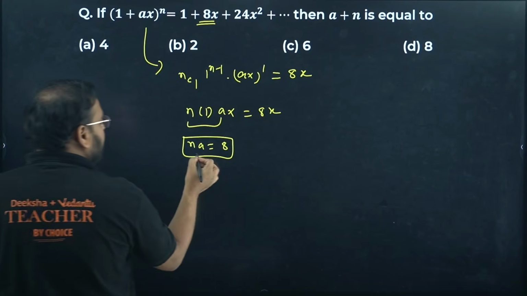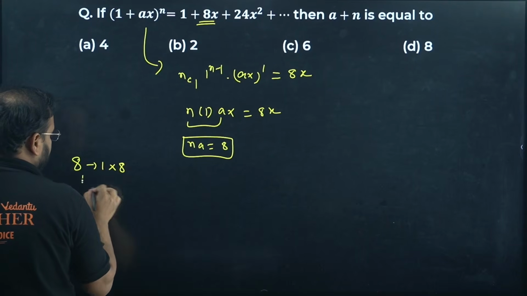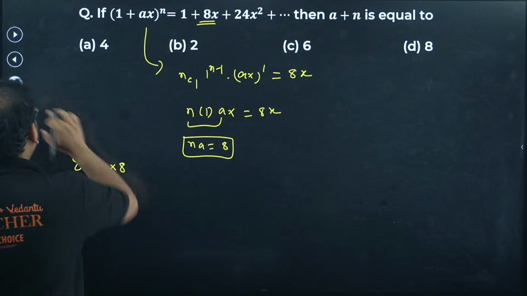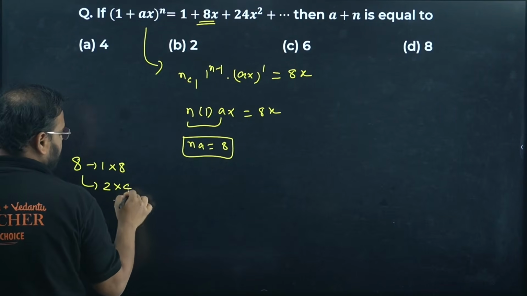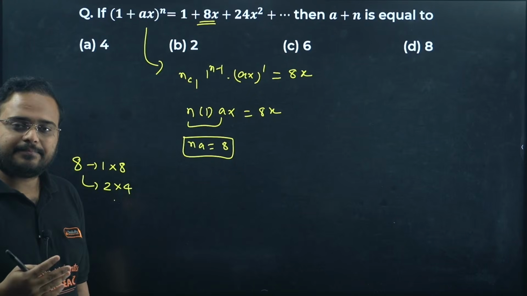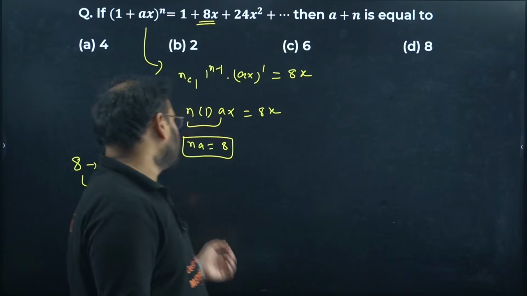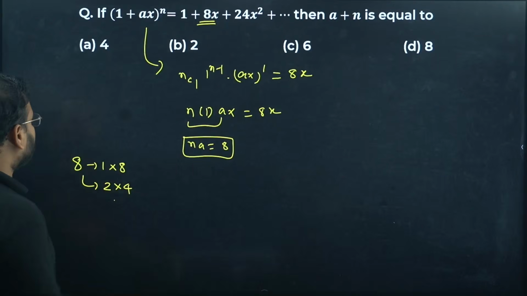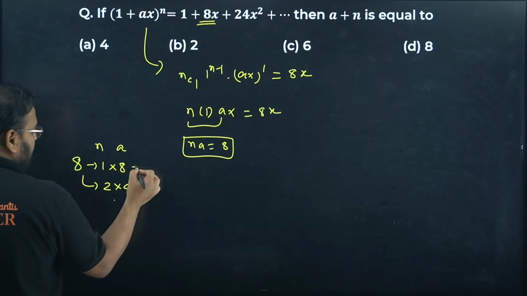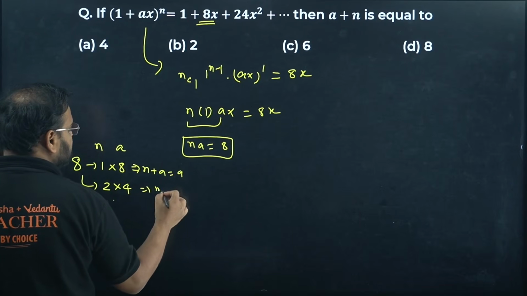Now they are asking for the sum of the numbers. Tell me, in what way can we factorize 8? We can factorize 8 as 1 into 8 or 2 into 4. Now check the combination, either 1 into 8 or 2 into 4. Any other way you can factorize 8? 1 into 8 and 2 into 4, there's no other way. So basically now look, they're asking us the sum of the numbers. If this is, let's say, n, this is a, so n plus a can be over here. If you take from here, n plus a becomes 9. Over here, n plus a becomes 6.